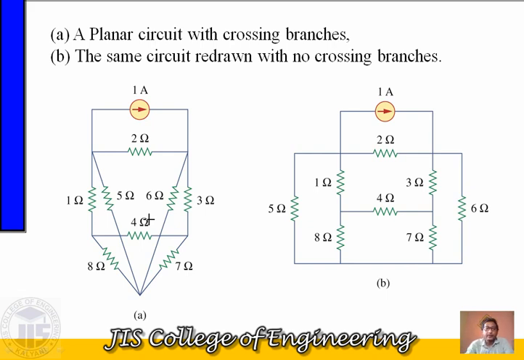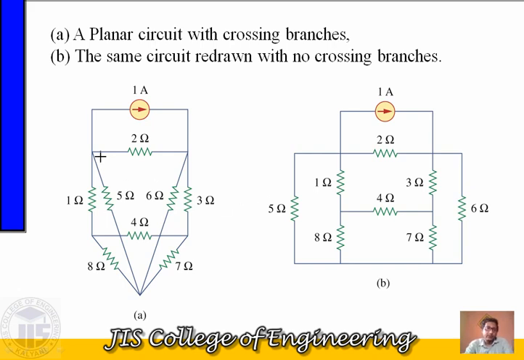So how can we do that? First of all, we have to consider that these points here are not nodes, because there is no connection. First we have to determine how many different nodes there are, and after that connect them in the proper way. Here, the 5 ohm resistance and the 4 ohm resistance cross, but it's not true that there is a connection at that crossing point.